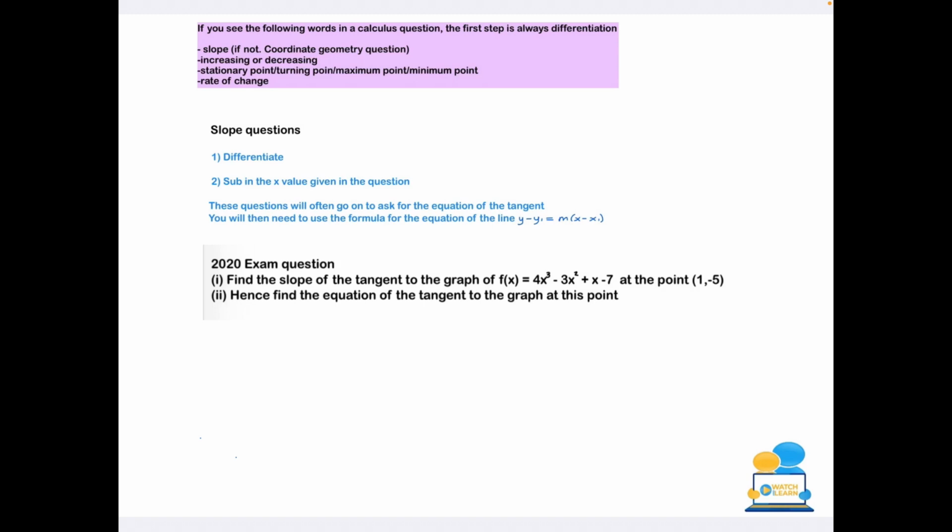So calculus can help us to find the slope. Now if you see this in paper 1, it is a calculus question. In paper 2, it is probably a coordinate geometry question, but we can link coordinate geometry to calculus, as calculus can help us find the slope.